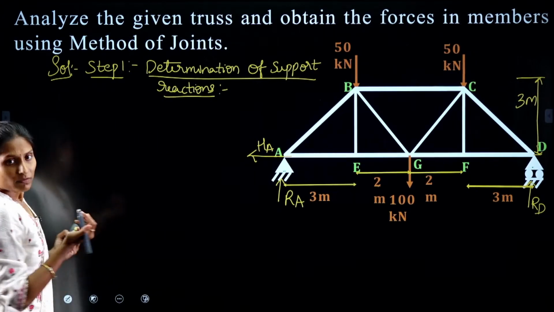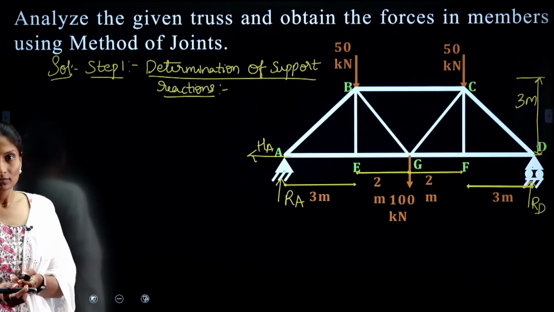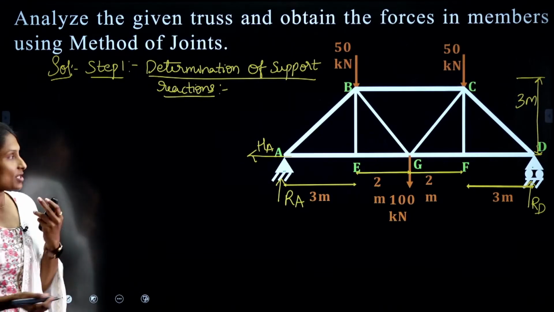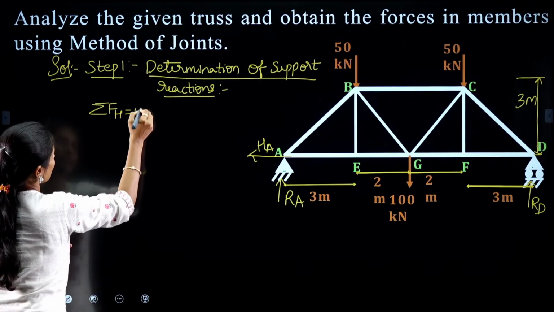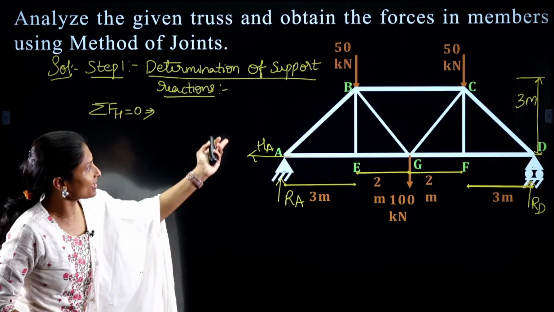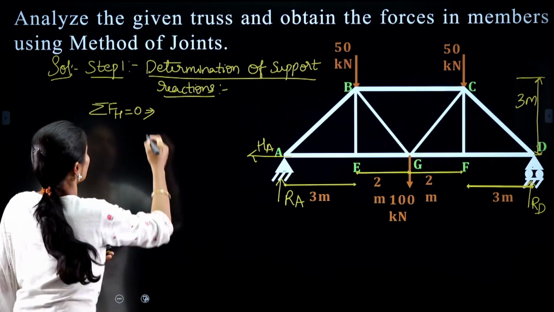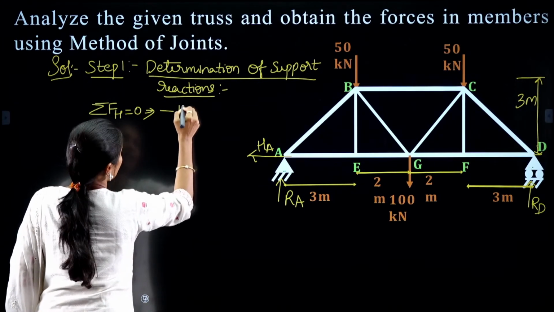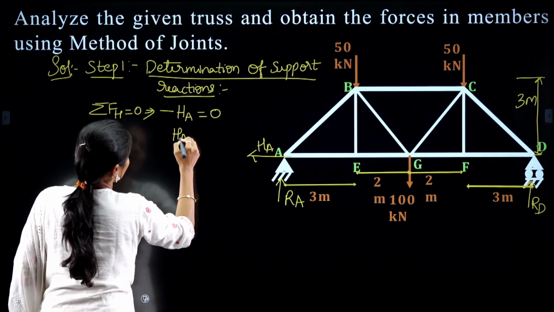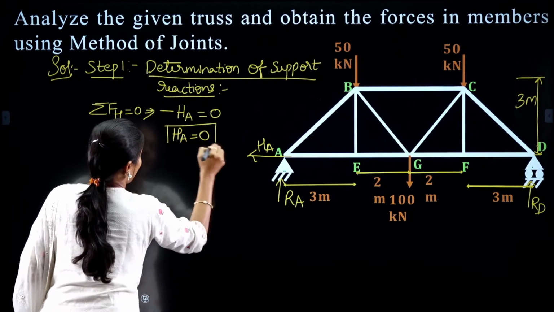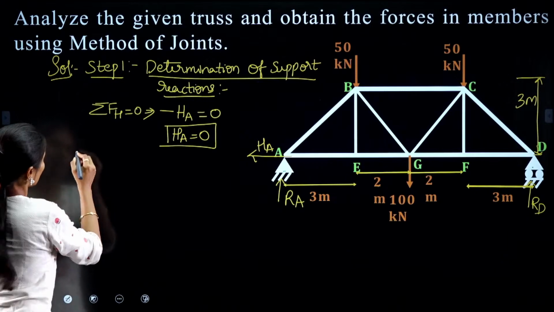So, three equilibrium equations are available. Sigma Fh equals 0. Is there any horizontal load? There is no horizontal load. So, minus HA equals 0. The horizontal reaction at A is 0.